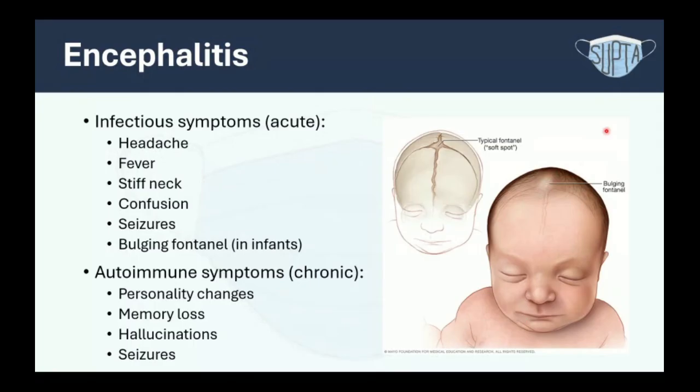And autoimmune symptoms are more chronic. So you can get personality changes, memory loss, hallucinations, and seizures as well. So there are differing symptoms, and they tell you whether it's infectious or autoimmune, depending on acute and chronic.